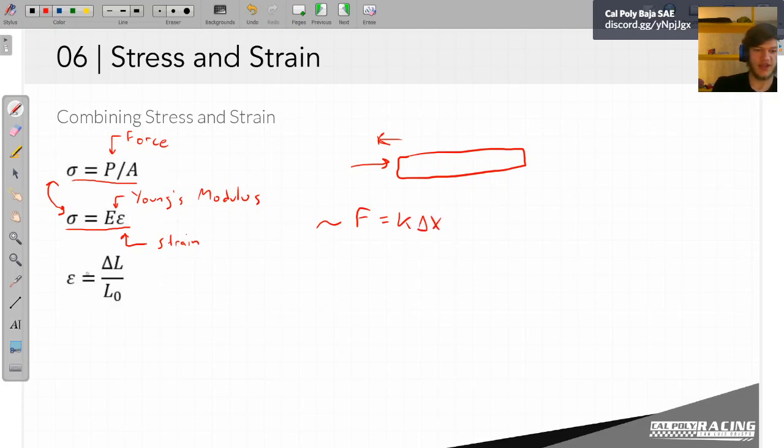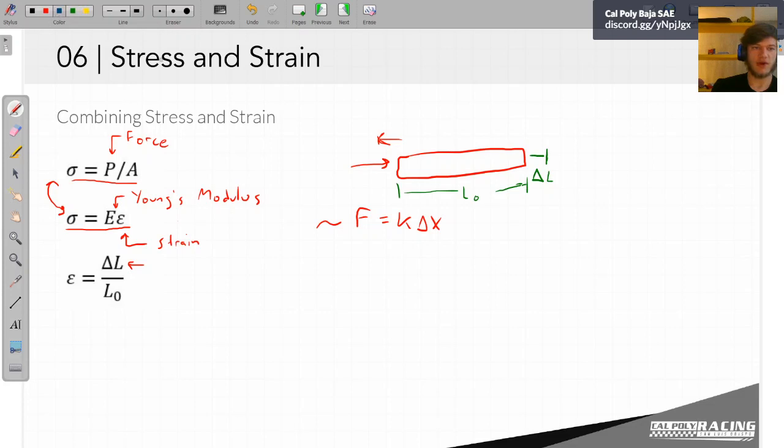And then lastly, here we have the definition of strain. So we have a little change in length. If we were to have strained this thing, we call this the delta. So this is delta L, the change in length, over the original length. We can use these definitions to combine them into one to make it easy for us to predict for a certain geometry.